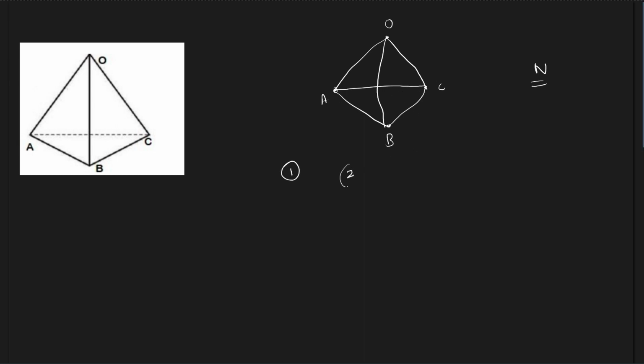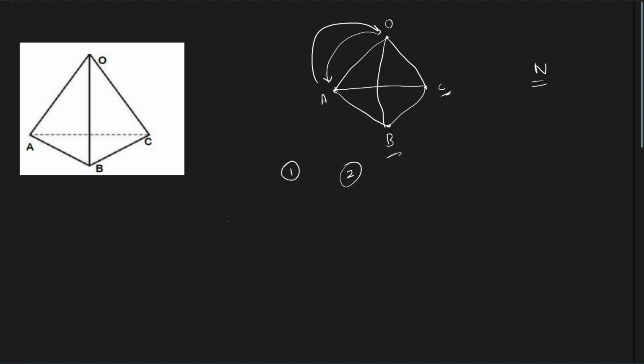But if I have two steps, what I can do is I can go to A and then again I can go back to O. So this is one way. Similarly with B, I can go to B, then come back to O. Similarly with C, I can go to C and then come back to O. So as the number of steps increases, the number of possibilities increases.